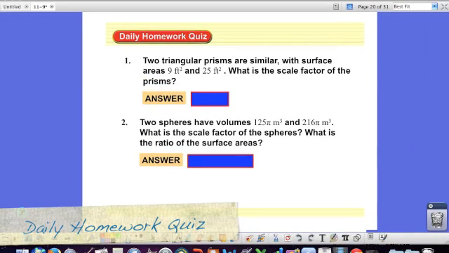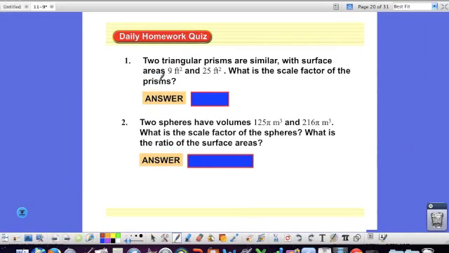And it's time for the daily homework quiz. 2 triangular prisms are similar with surface areas of 9 and 25. What is the scale factor? I feel like we just did this. 9 to 25, a squared to b squared because it's surface area, so that's 3 to 5.